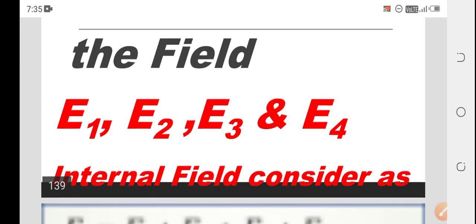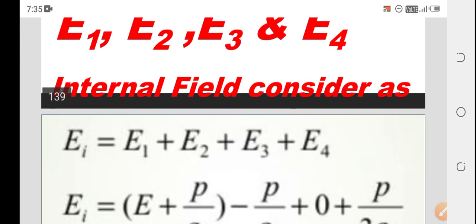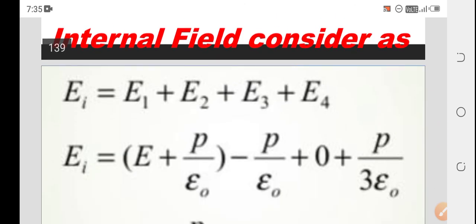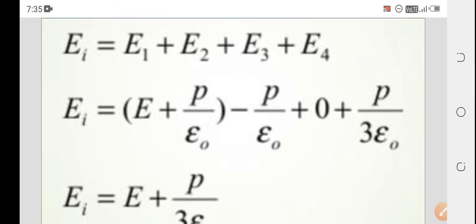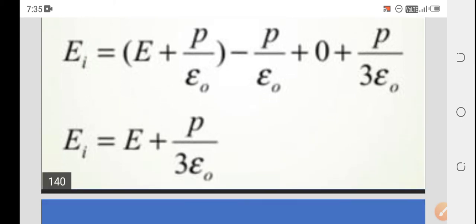So from the fields E1, E2, E3, E4, the internal field is, from E1, E plus P by epsilon naught; from E2, minus P by epsilon naught; from E3, it is 0; from E4, P by 3 epsilon naught. Then the internal field or local field is E plus P by 3 epsilon naught.